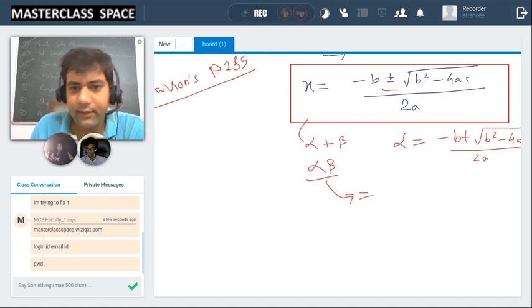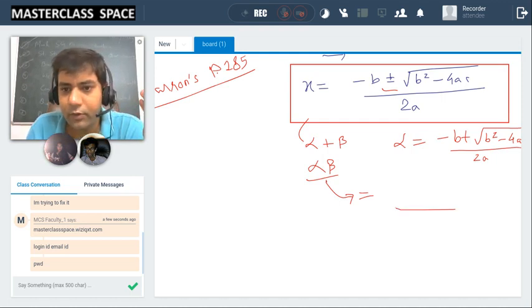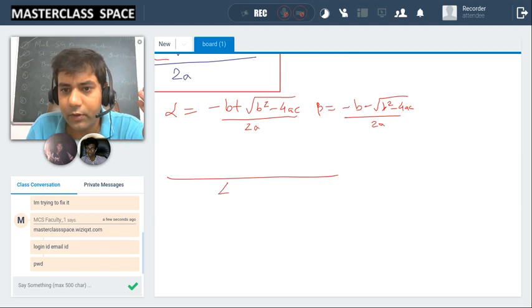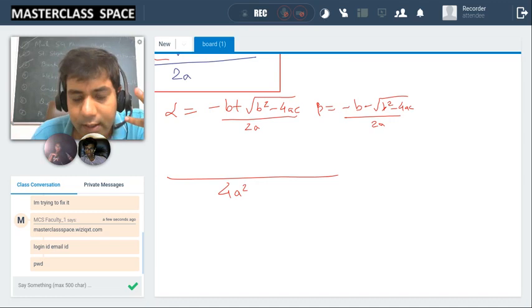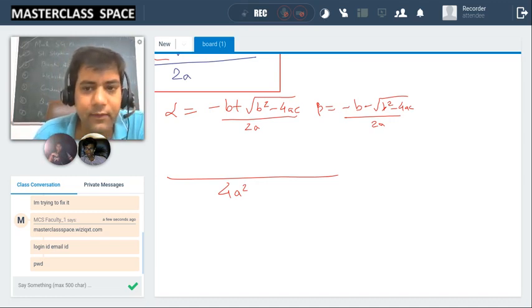It's easy, my dear friend. Denominator is going to be what? 2a into 2a, 4a square? Yeah. And numerator is what? Minus b plus under root b square minus 4ac, minus b minus under root b square minus 4ac. Can't you see a plus b into a minus b? Where a is what? Minus b, and b is what? Under root b square minus 4ac?